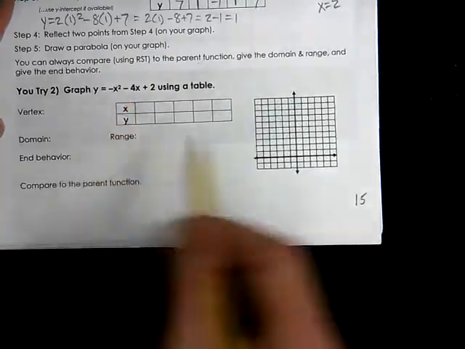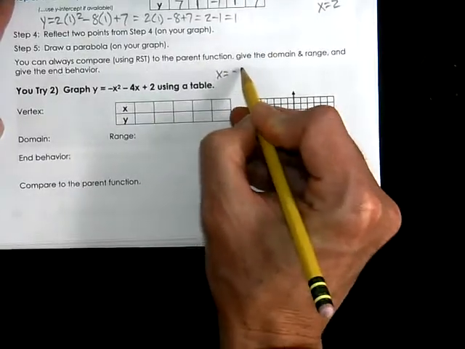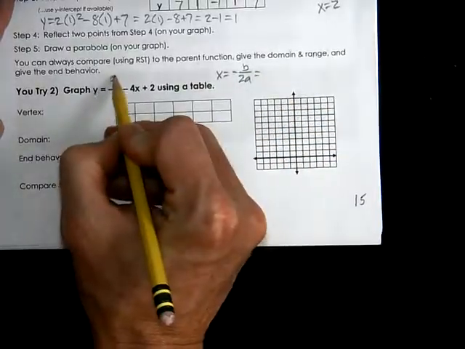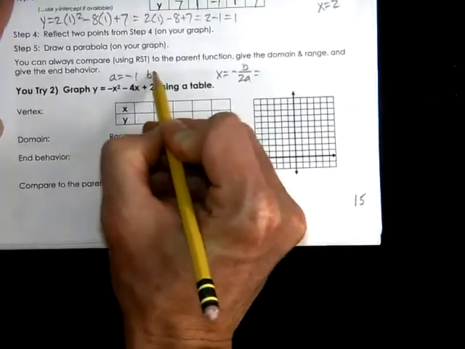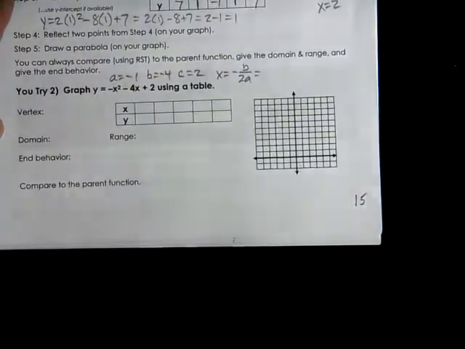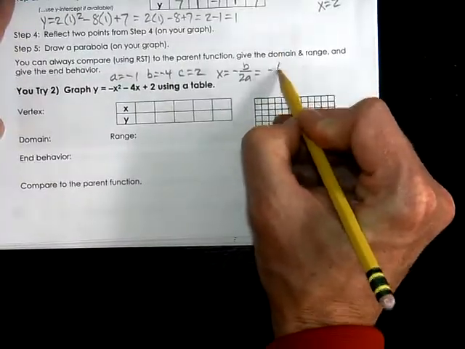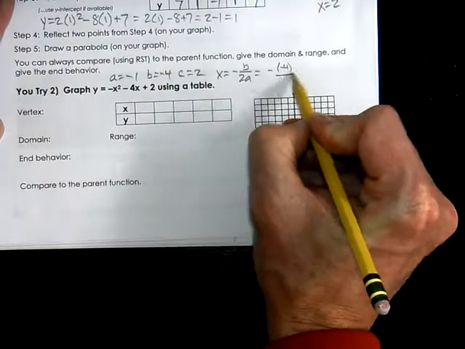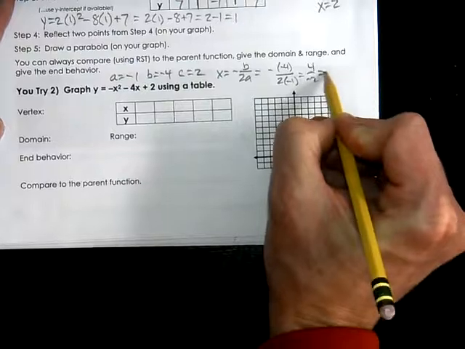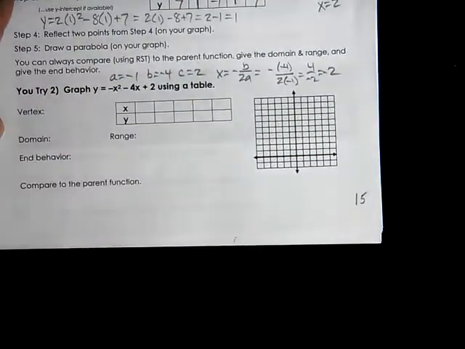To find the vertex, I need to use negative b, or opposite of b, over 2a. I know my a value is negative 1, my b value is negative 4, and my c value is 2. So I'm going to say negative 4 over 2 times a. That gives me a value of negative 2.